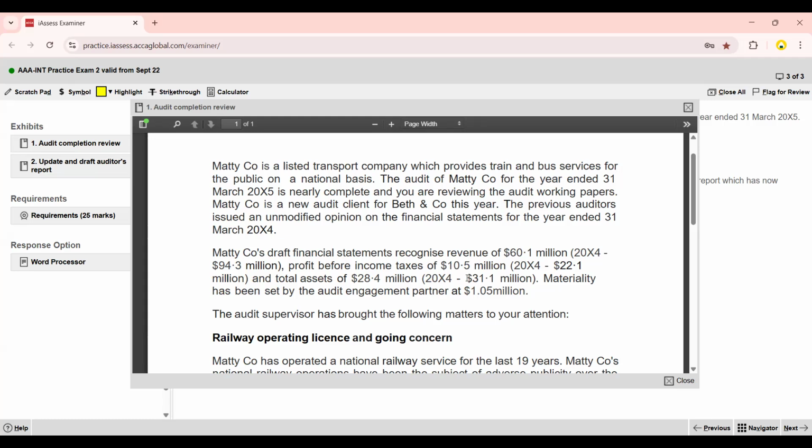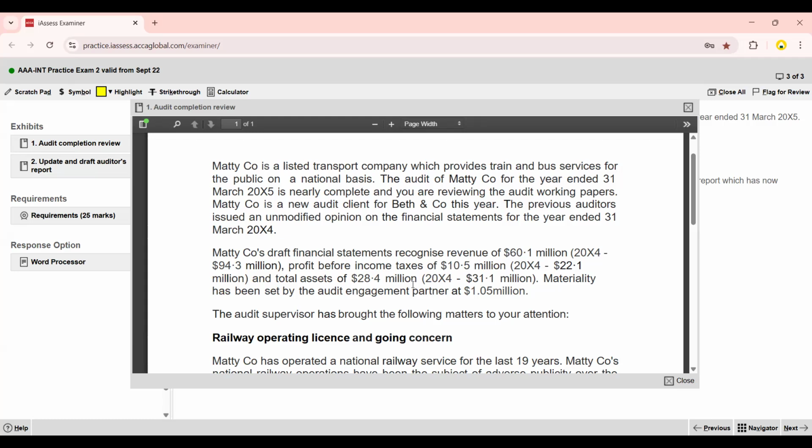But what if in your exam there is a question in which the materiality has not been determined by the audit engagement partner? Then what will you do if these three figures were given, such as PBT, total assets and total revenue? So don't get confused. I am repeating again. In this question, the materiality is given by the engagement partner, but we are using the old past paper question in which there was no materiality determined by the engagement partner.